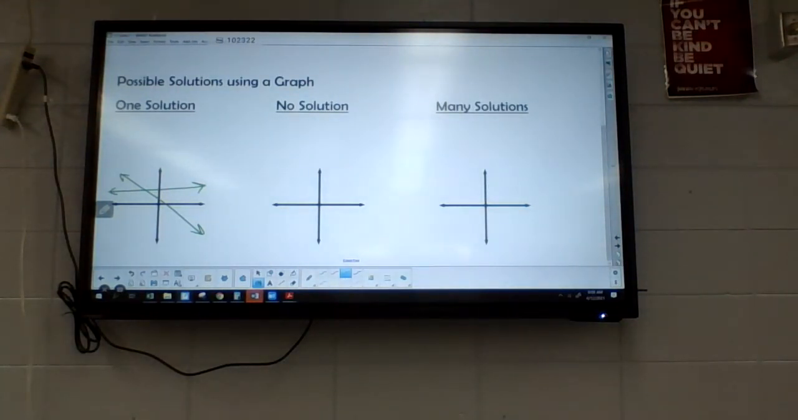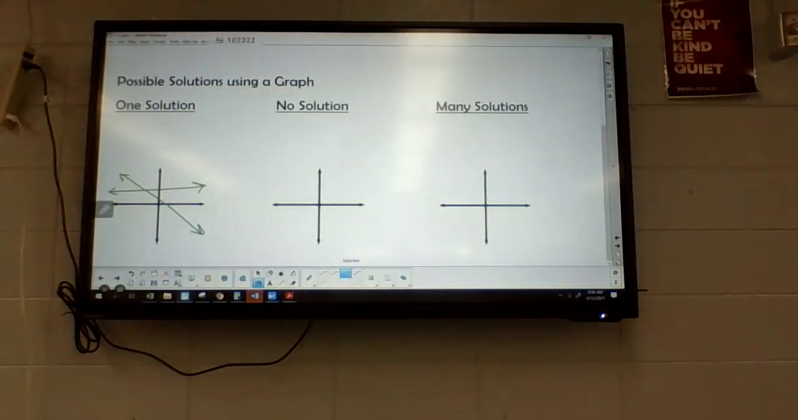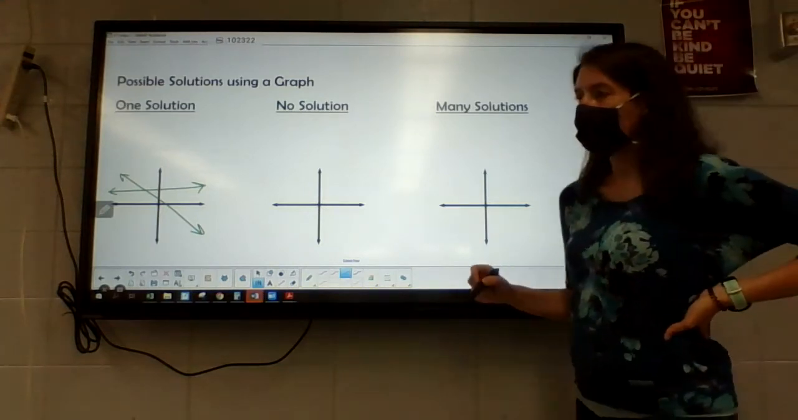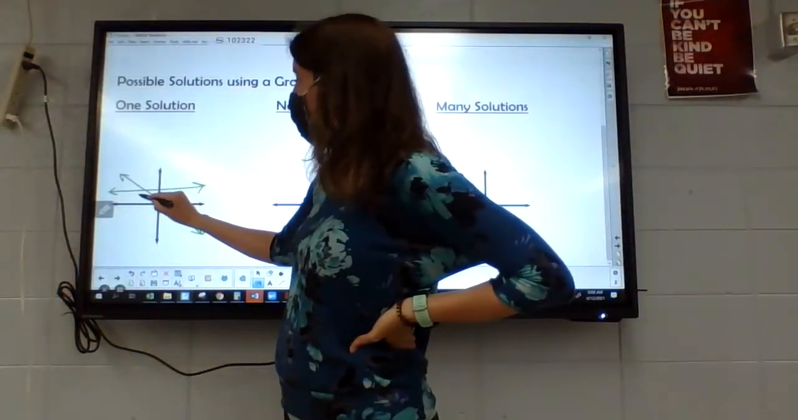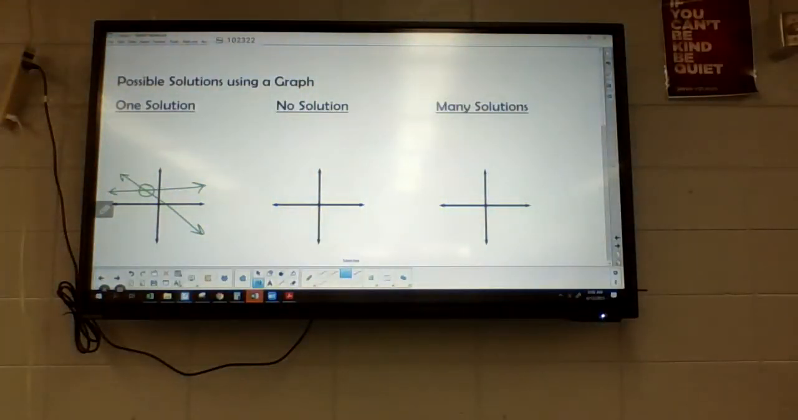If you look back to what I said, the solutions are what they have in common. Where would that spot be? Any thoughts? So where the solution's going to be is where they intersect. It's where the two lines come together. That's what they have in common.